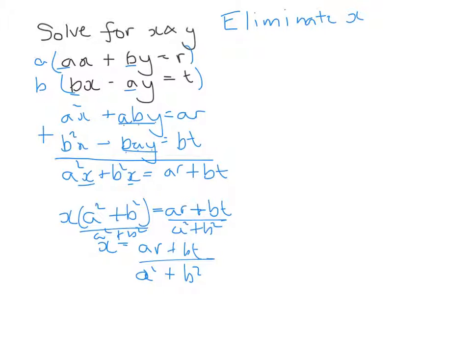Now if I want to work out what y is, all I need to do is to substitute this x value back into either this one or this one, and I can figure out x and y in terms of a and b and r and t. So you've got to have a go at doing that for yourself. The main thing with this expression though is to find how you can eliminate one of the variables, either x or y. Now you can do that by matching the number of x's or y's in each expression, and then they'll cancel out when you add them or subtract them.